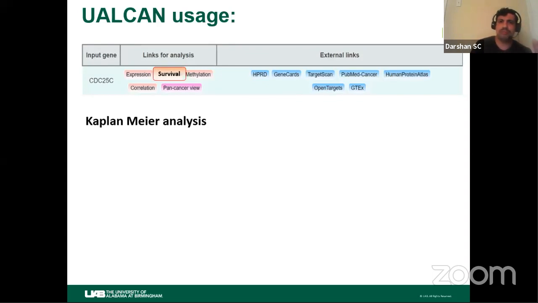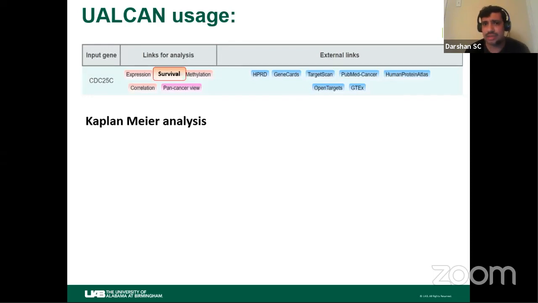So before showing you the results of UALCAN, I thought I'll just briefly describe how the survival plots are derived. I hope it's not a repetition. I don't know whether you've already been taught about this. If it is, then I will move on, but I'll briefly try to explain.